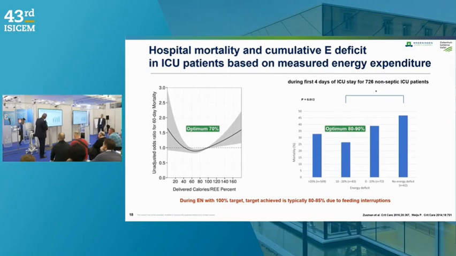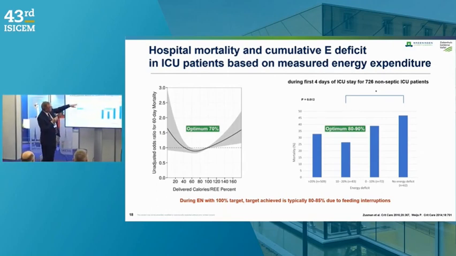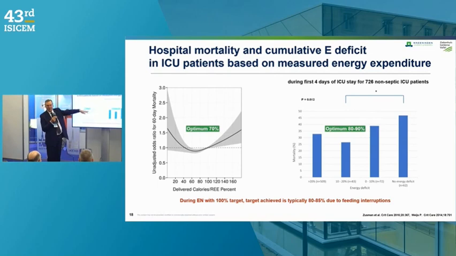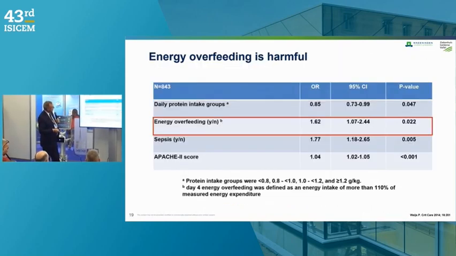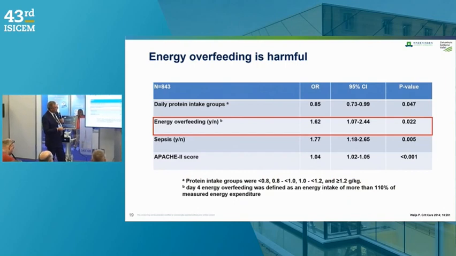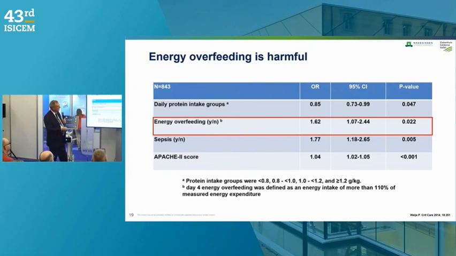Now we know in the first week we have to give slightly less than what we measure with indirect calorimetry. And this is due to the endogenous energy production. And overfeeding is associated with increased mortality. So 10% more than measured energy expenditure is dangerous already.